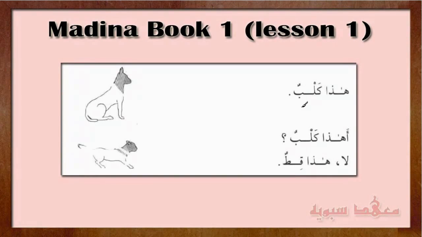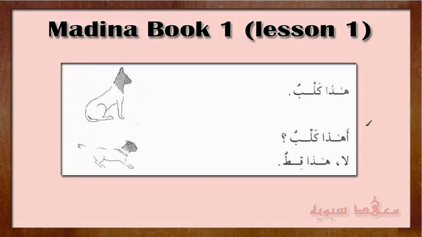This is a dog, a male dog. And with the following animals, you make it feminine by adding the ta marbuta. We'll speak about this later on, inshallah. So this is a male dog. أهذا كلب? Is this a male dog? لا. هذا قط. No, this is a male cat. And the female cat would be قطة with a ta marbuta.